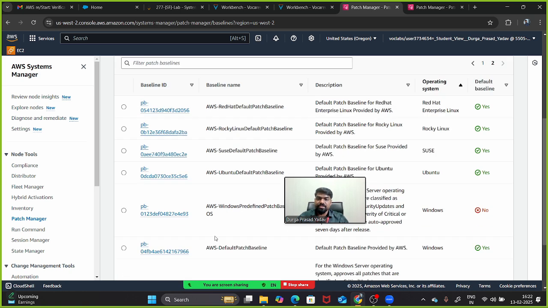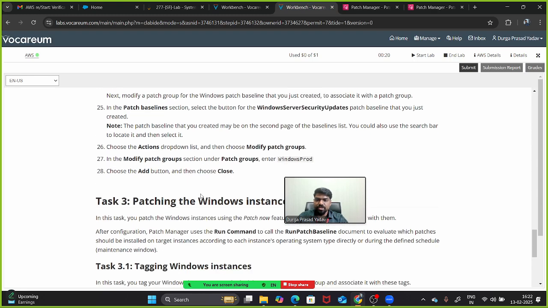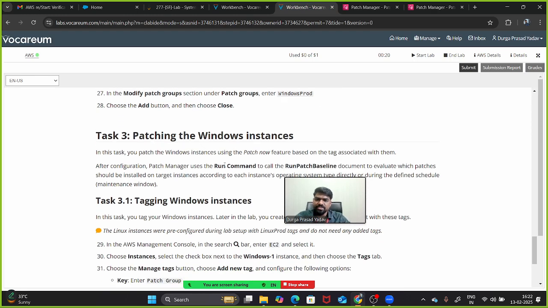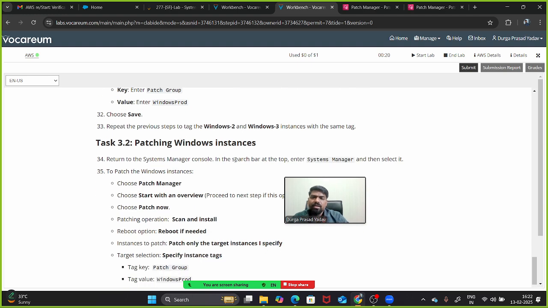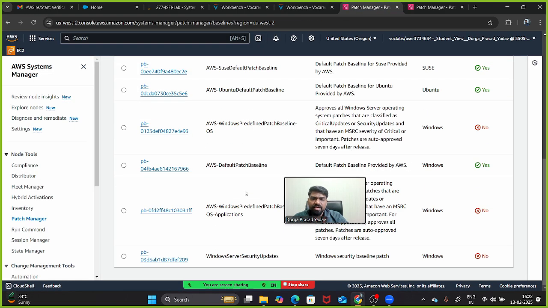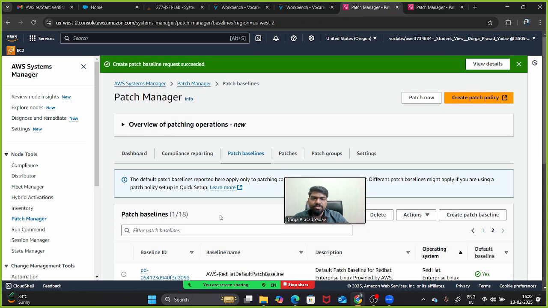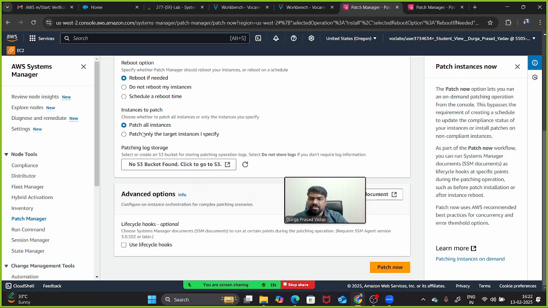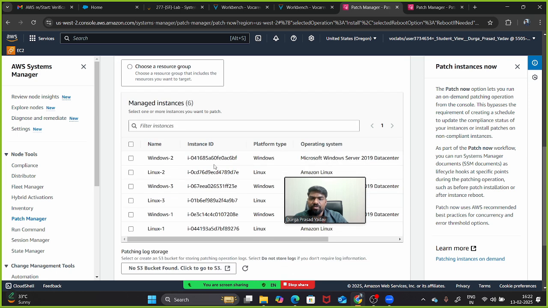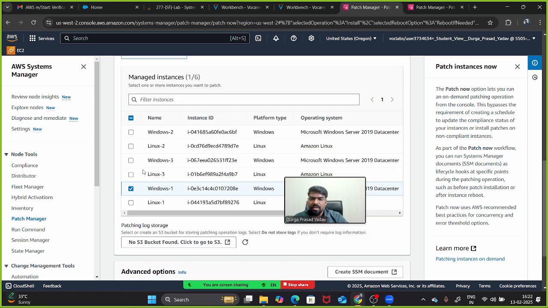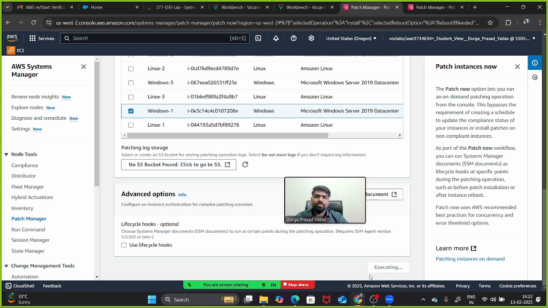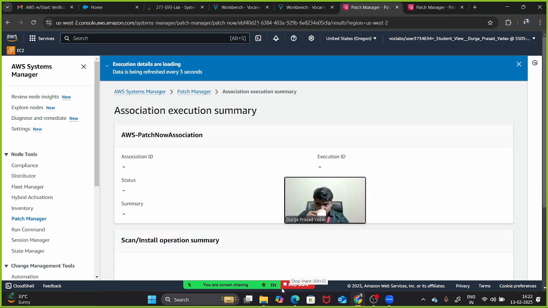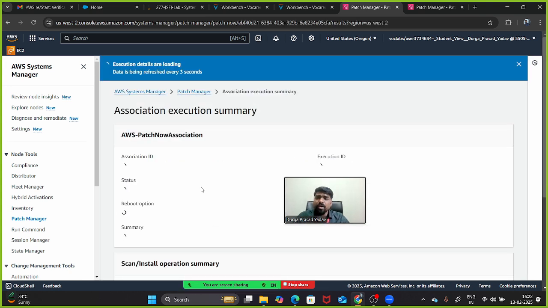So now if you need to check the security update, you can just apply this to the Windows machine. That is the same, we can do it, right? What we can do more here is select the same and click on patch now, and you can scan and install. You can select your instance, which is your Windows instance, Windows 1, and simply patch now. What it will do is install the security related updates to this Windows machine.